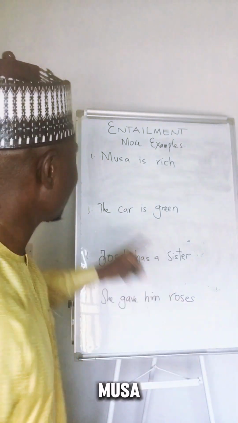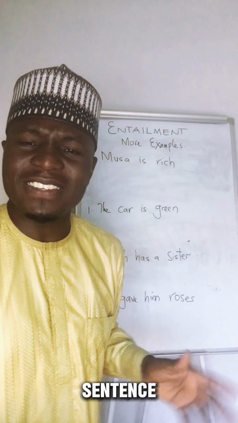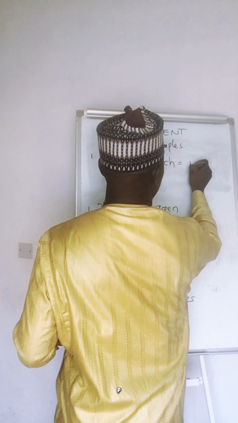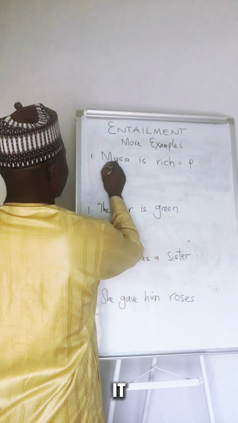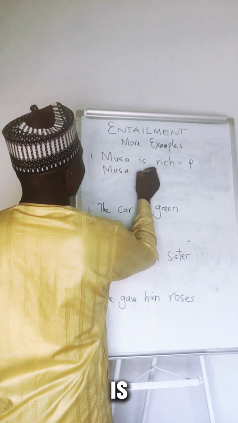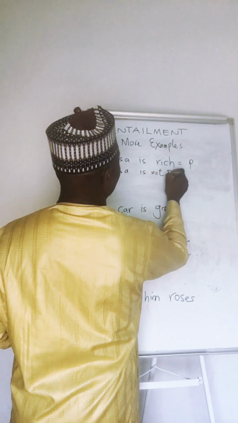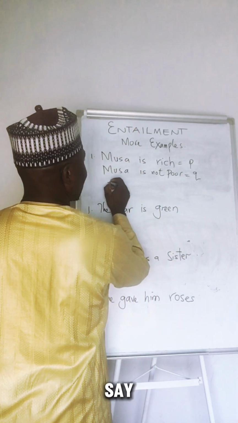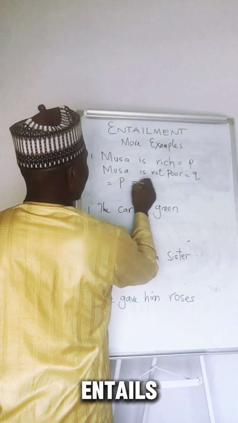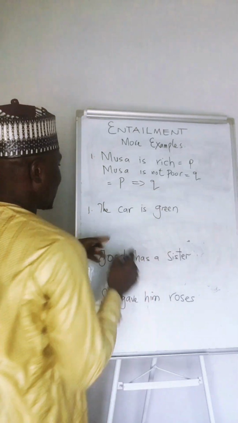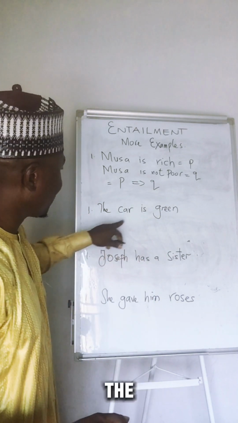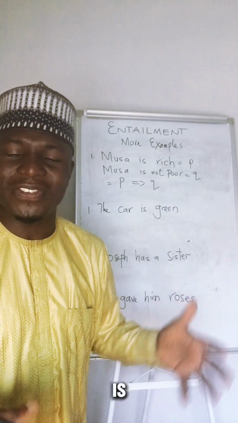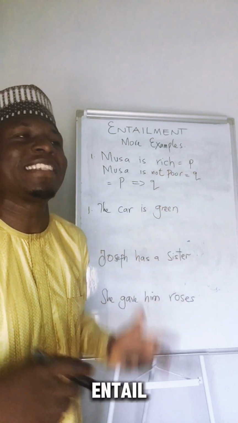So now, Musa is rich. From this sentence, what can you entail? We can say that Musa is rich is equal to P, and it entails Musa is not poor, which is equal to Q, and therefore we can say that P entails Q. Now let's look at the second example. The car is green. From the statement, the car is green, what can we possibly entail?